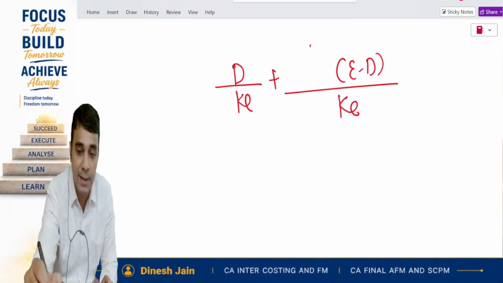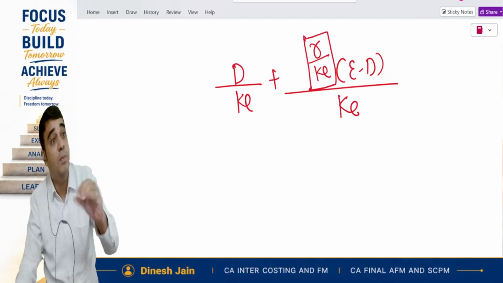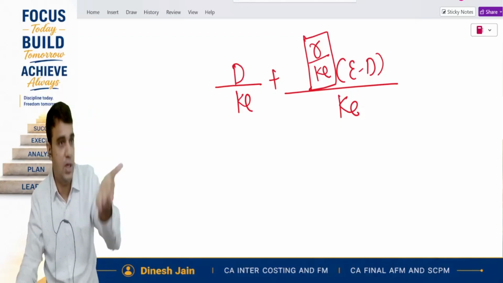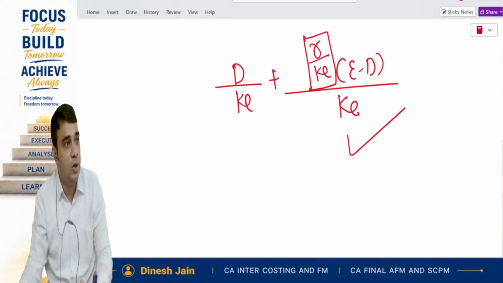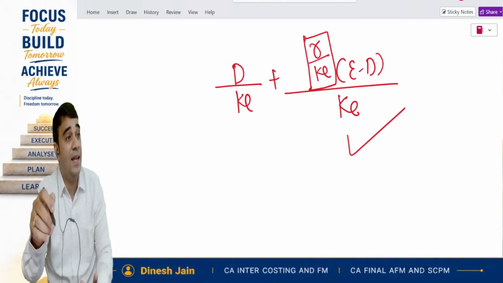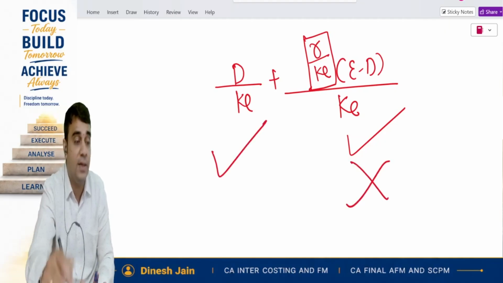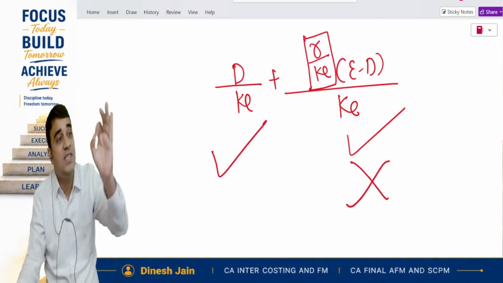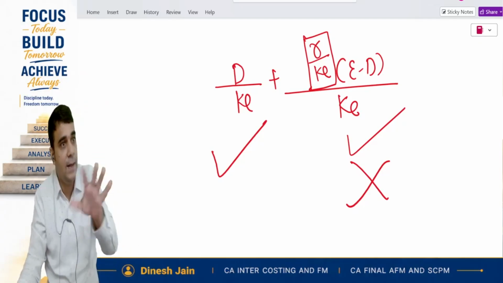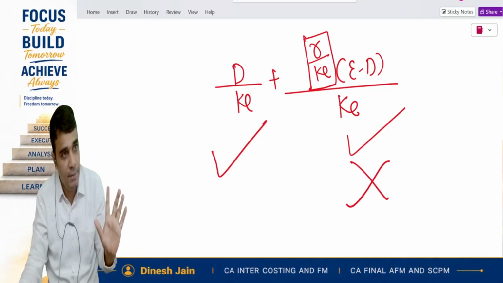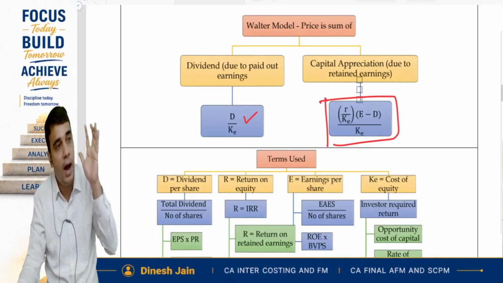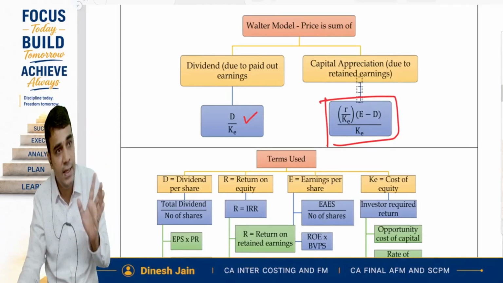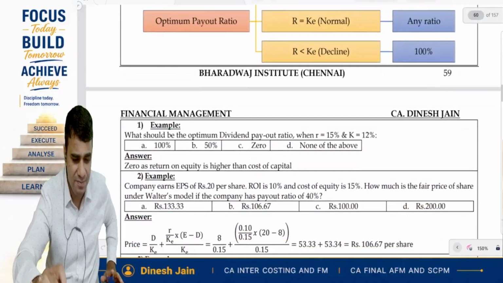This has a multiplier called R by KE. This multiplier can be more than one. If it is more than one, put everything in the second part and don't pay any dividend. If this multiplier is less than 1, don't put anything there, pay full dividend. If it is equal to 1, whether you pay 1%, 10%, 20%, 50%, 60%, it doesn't matter. This is the broad concept: D by KE plus R by KE into E minus D divided by KE. I'll keep coming back to this.